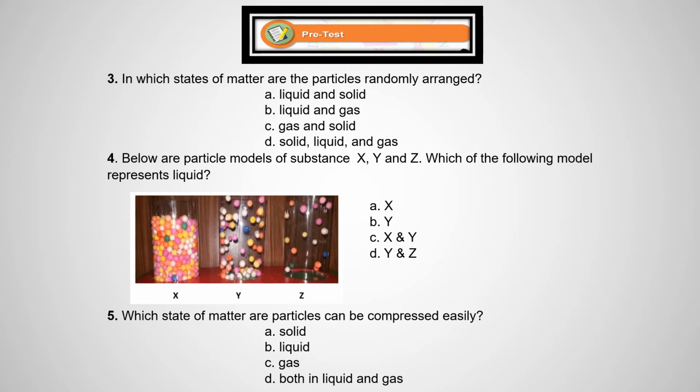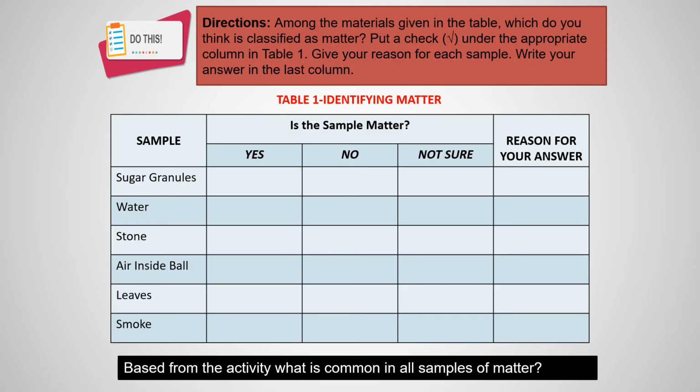Congratulations for answering the first 5 questions in your pretest. Are you now ready to do the next activity? Yes! Let's proceed. Directions: among the materials given in the table, which do you think is classified as matter? Put a check under the appropriate column in Table 1. Give your reason for each sample, and write your answer in the last column.